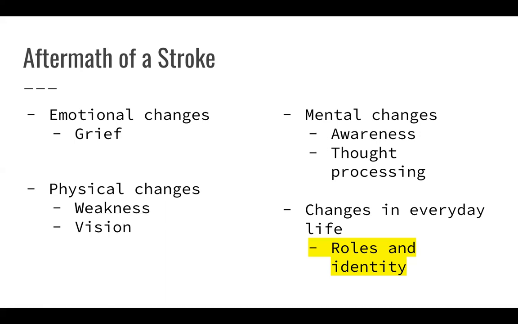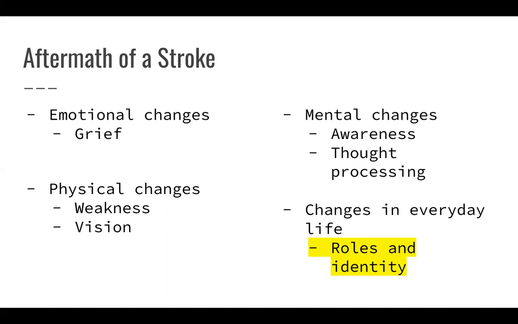Now, there are also physical changes that a person may have. Some common ones can include vision problems, weakness on one side of the body, and balance and coordination problems. These changes can be quite visible for the person, and it can really show what has occurred after a stroke.